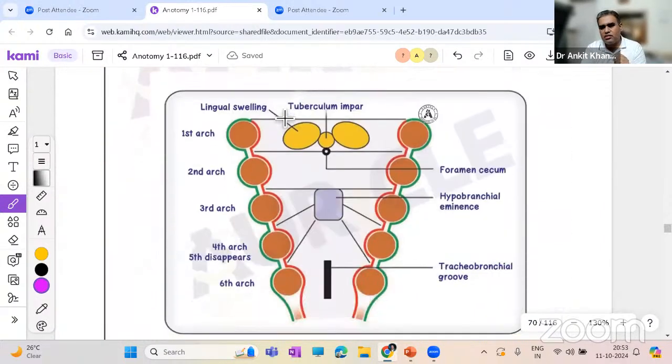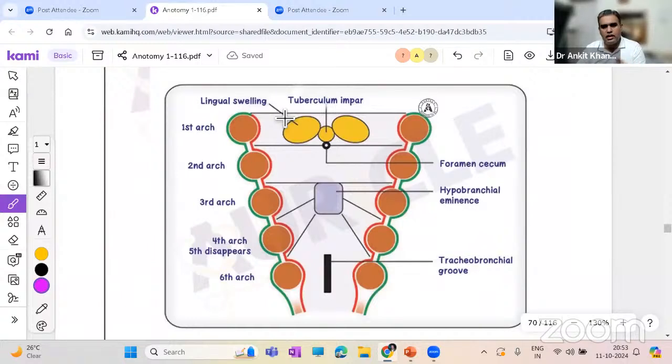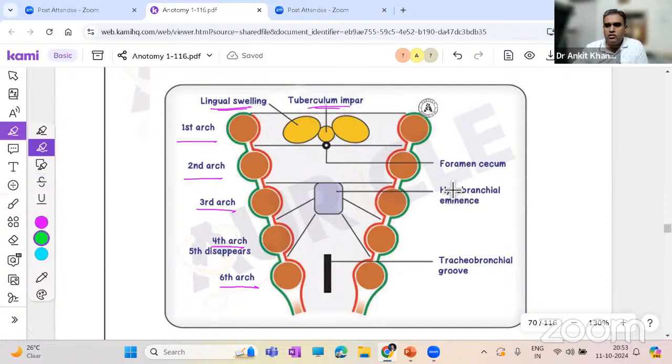First, let us look at the image. This is the image over here. First arch, second arch, third arch, fourth arch, fifth arch disappears, and sixth arch. From the first arch, we have the lingual swellings on both sides, between which is the tuberculum impar. Let me highlight this, it will be much better for you. Hypobranchial eminence is there, tuberculum impar. Remember these two or three names. You will definitely have a model in your embryology museum in your anatomy department showing you this.